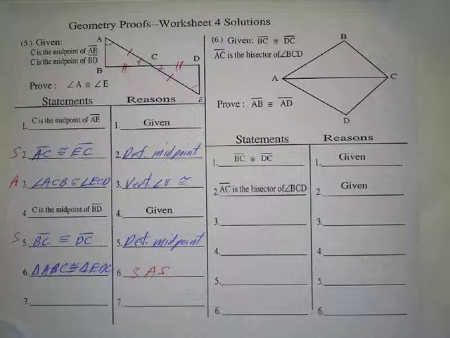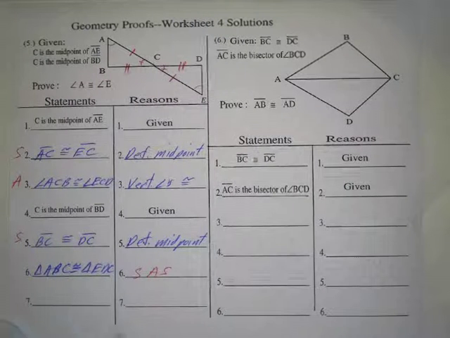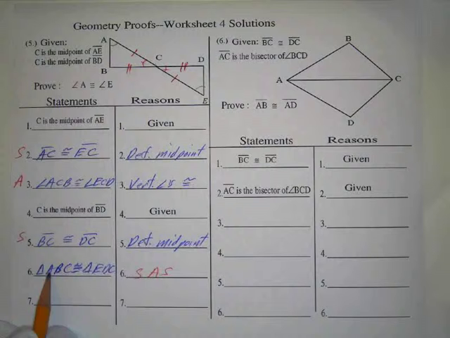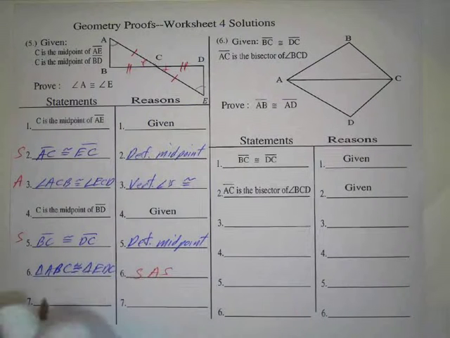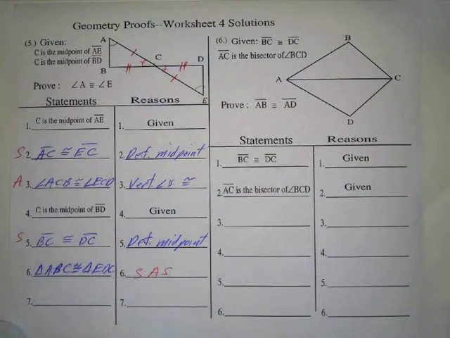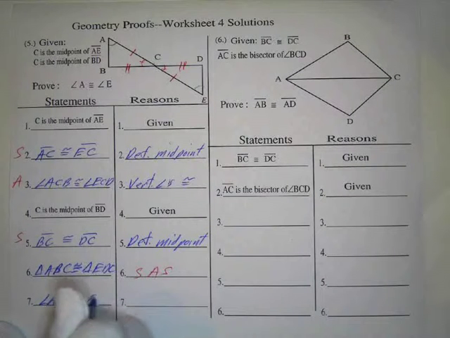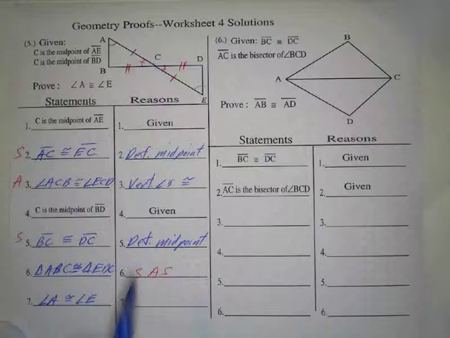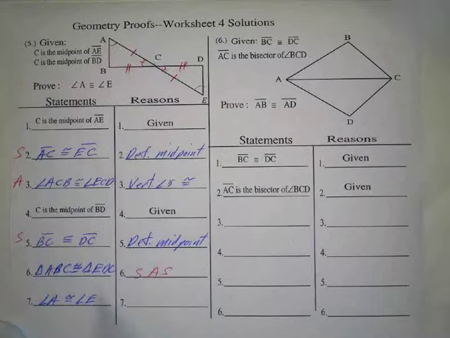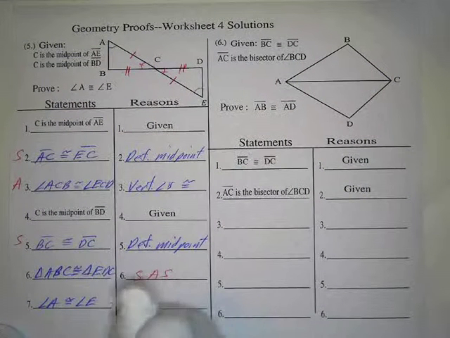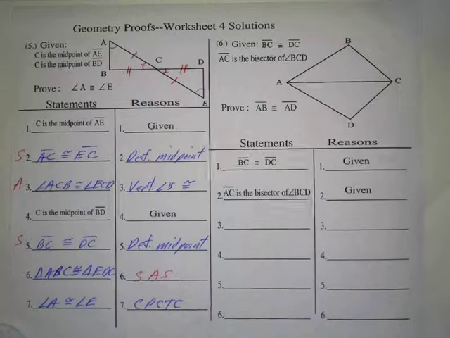Okay? Now, since that's the case, I know the corresponding parts are congruent. Angle A is right here, and angle E is right there, so they're corresponding if we look at that notation. So angle A is congruent to angle E because they're corresponding, A and E, they're both the first spot. That's corresponding parts of congruent triangles are congruent, or CPCTC. There you go.